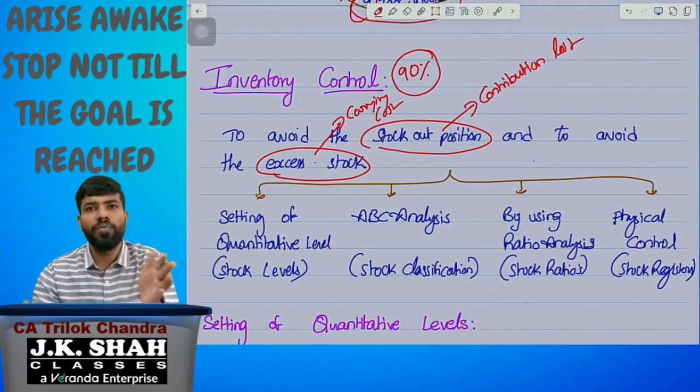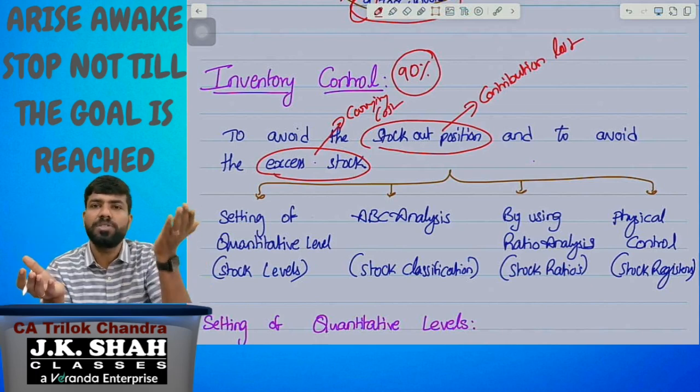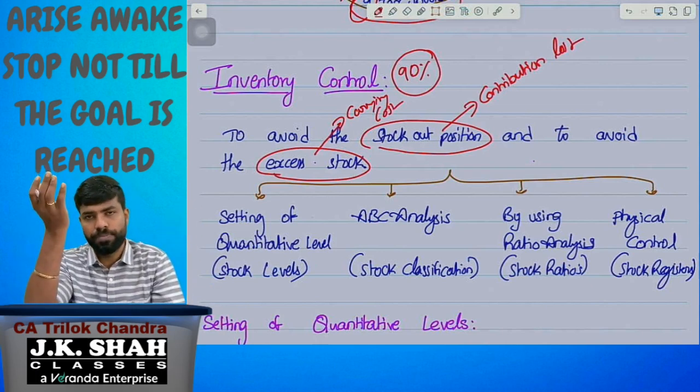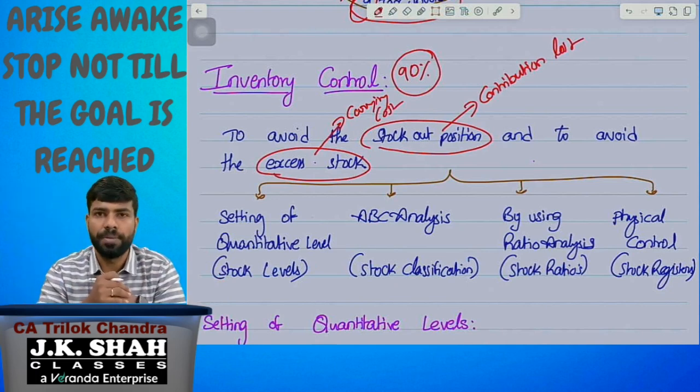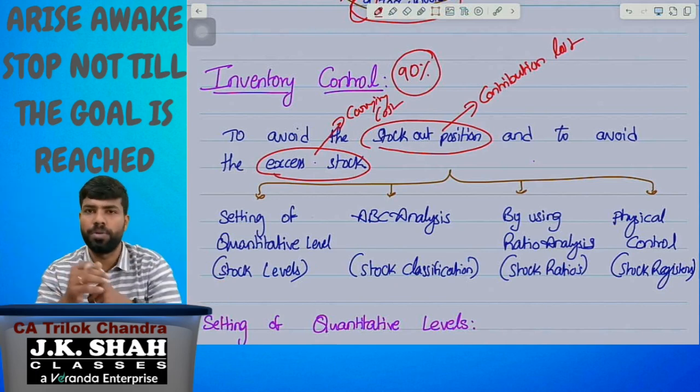Are you understanding? So we need to balance both. There should not be stock out, there should not be excess stock. We need to balance both. According to the requirement, we need to make raw material available. That is the purpose of inventory control.